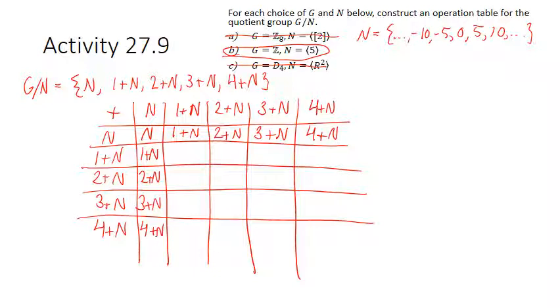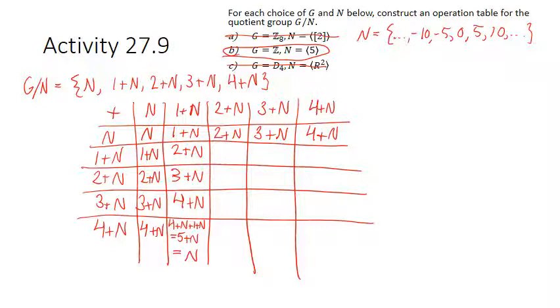Okay, so then the rest of them are a little bit more complicated, but not very. So let's see, 1 plus n plus 1 plus n is going to be 2 plus n. 2 plus n plus 1 plus n is going to be 3 plus n, and then same deal down here, this is going to be 4 plus n. Now what happens if we do 4 plus n plus 1 plus n? So that's a little more interesting, right? That's 5 plus n. But what is 5 plus n? 5 is an element that's already in n, and that's not one of our cosets that we listed. So this one is actually n.